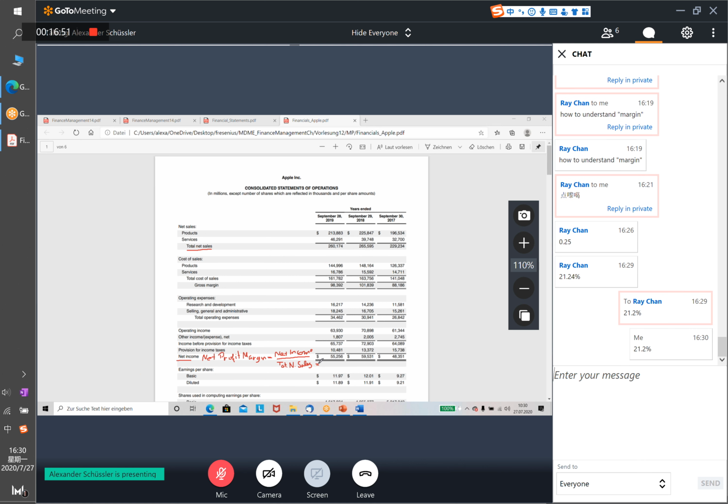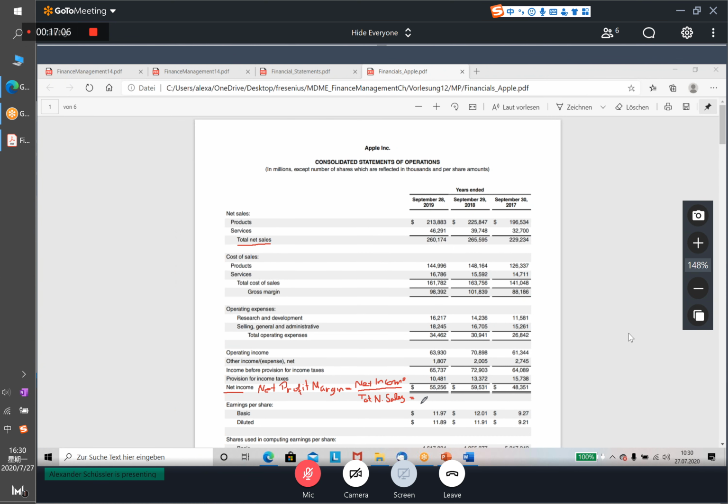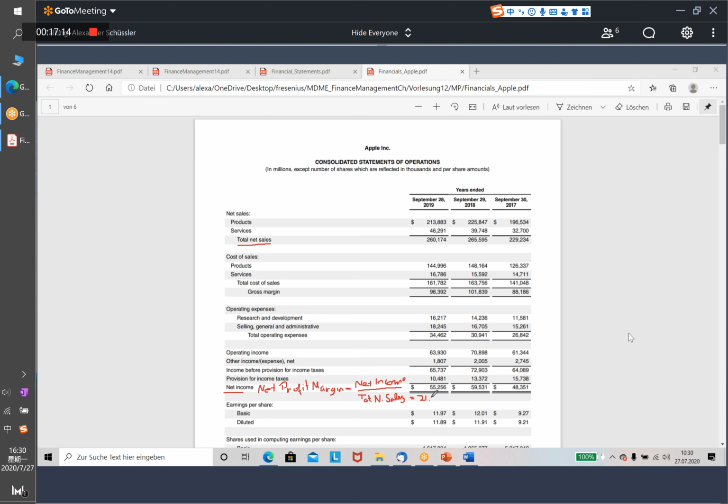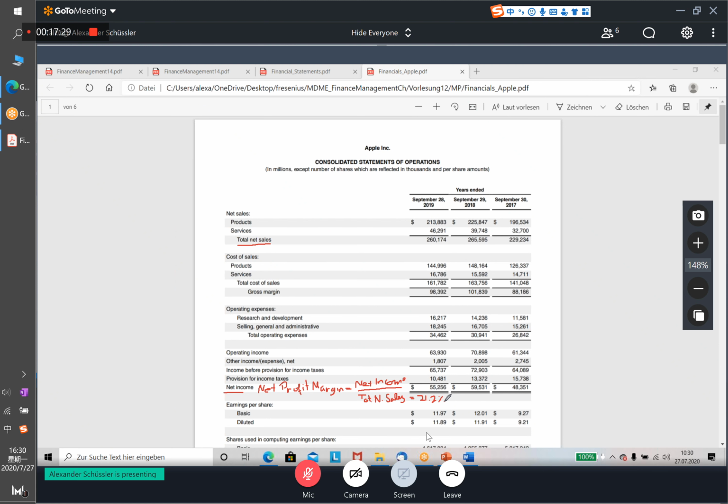What do we have here? Okay, Liang says 21.2. Let me check that. Yeah, very good. So this is 21.2%. And is this good, Liang? Yeah, it's good.